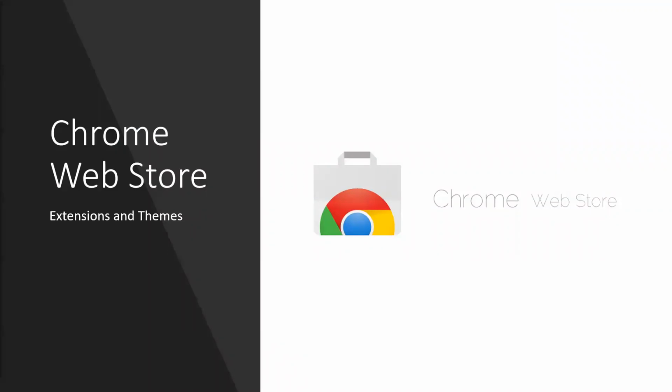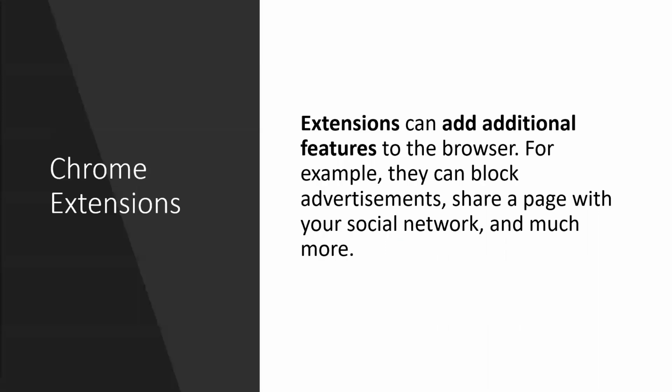The Chrome Web Store allows you to download different extensions and themes, which can make Chrome even more powerful and personal. The easiest way to get to the Chrome Web Store is honestly just to type Chrome Web Store into the Omnibox to conduct a Google search, and it should be the first result. Extensions add additional features to the browser. For example, they block advertisements. They can share a page with your social network. They can do screen recording or change your cursor. So much stuff. They're little extensions to what would just be a browser.